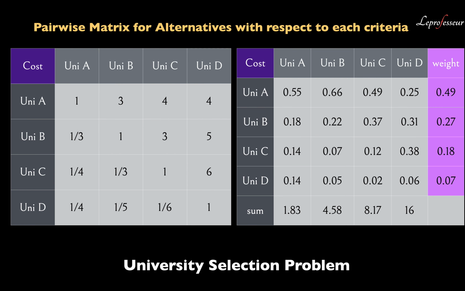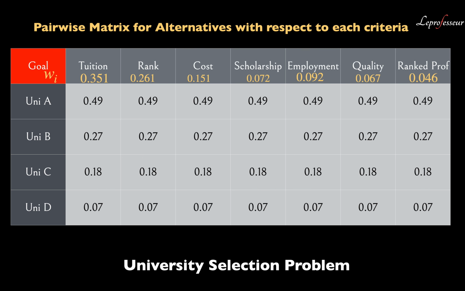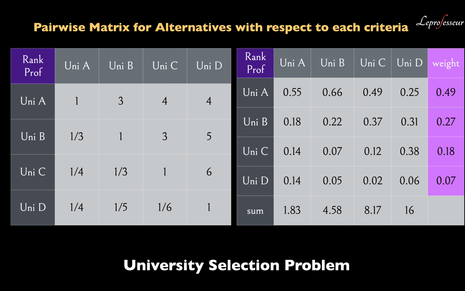I'm going to keep the same thing for each criteria to keep it simple here. Of course, it will change, but this is to explain the concept. It's good enough. If you want to change it, go ahead and do that. Rank, employment, scholarship, quality. So after doing that, I get the weight of each university with respect to each criteria.